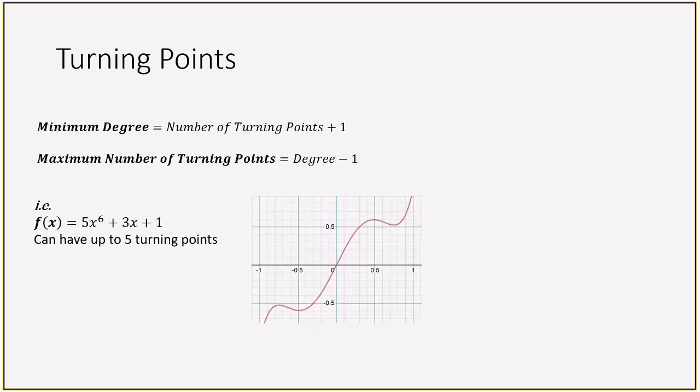So it's a helpful way to maybe check your work or think about the general shape of your graph, but it is very limiting because it doesn't guarantee that's going to be the number. You're not guaranteed to have degree minus 1 turning points. You're not guaranteed that the number of turning points plus 1 is equal to your minimum degree.